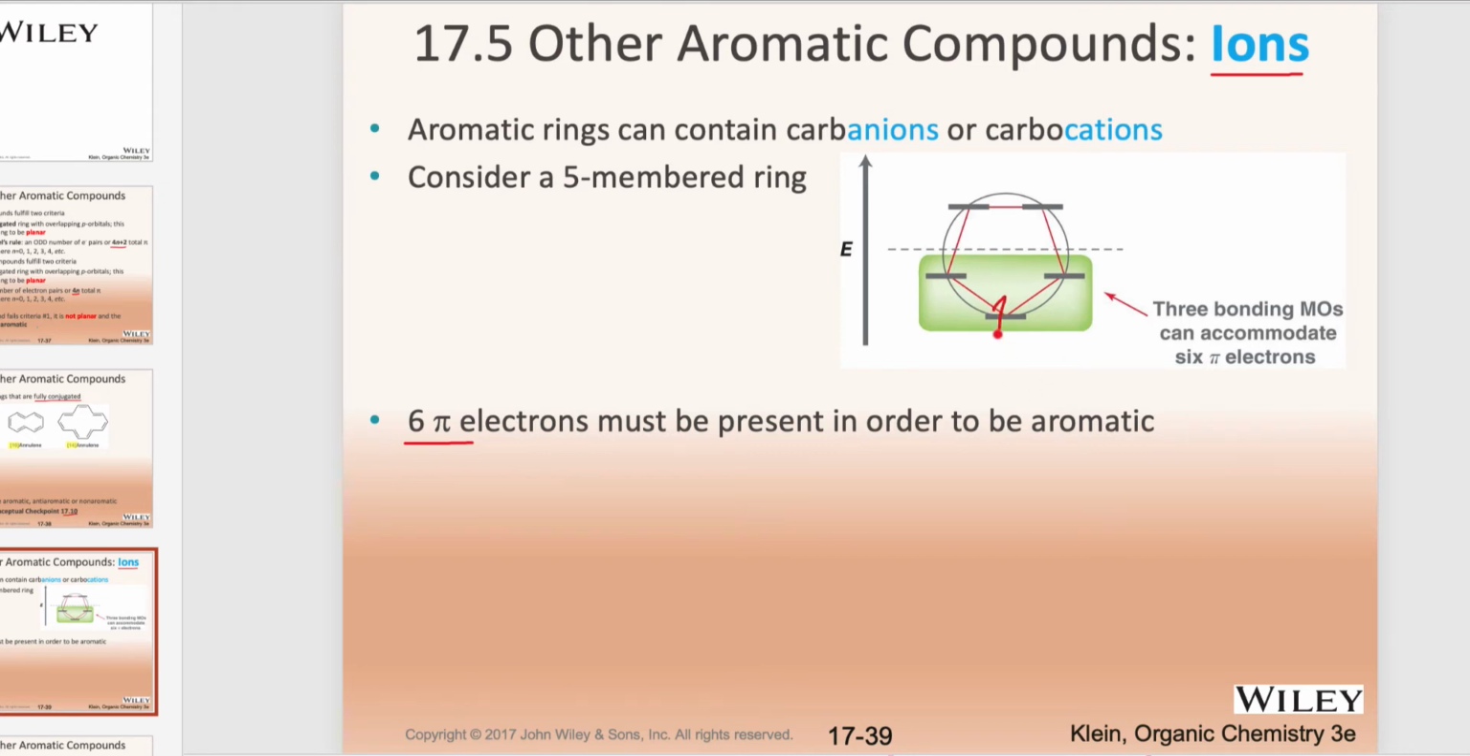If I then was to fill in the electrons, I fill the lowest molecular orbital first, then the next one, and then the next one. And then we're going to pair them up. And so here are my six electrons. We also learn in the Frost circle that we need to have an odd number of bonding molecular orbitals that in this case can accommodate six electrons.